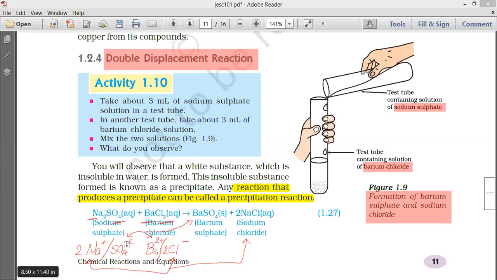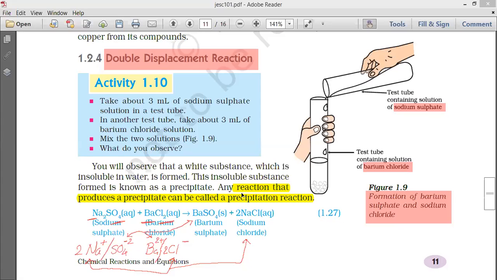Now SO4 from this sodium sulfate and Ba barium from barium chloride makes a compound, and that is barium sulfate, and Na from sodium sulfate and chlorine from barium chloride, they also make another solution, that is sodium chloride. So this become your double displacement reaction.